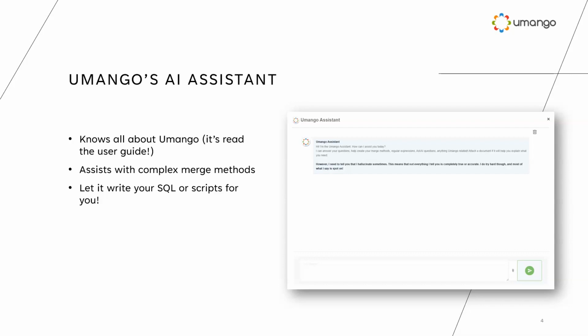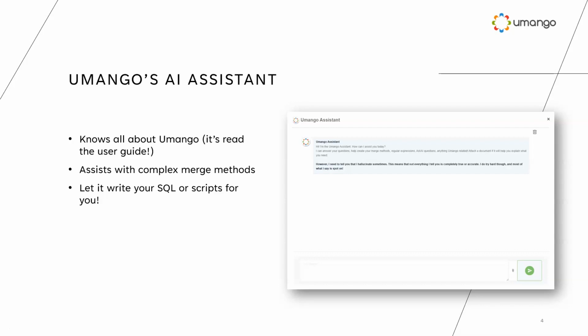It's been trained on Umango. It knows the technical aspects of Umango, and unlike probably most of you, it's actually read the user guide. So it knows how Umango functions. It knows how to do things like create complex merge methods. It'll help you with things like scripting and SQL and those kind of things. It knows our knowledge base. It gets trained on that. So you can just ask a question straight in here, and if it's in our knowledge base, it's probably going to know about it. Really, it's the one-stop shop for all things Umango, and it's probably much cleverer than I am. So you'd be better to go there in most instances, unless your question is very, very specific.